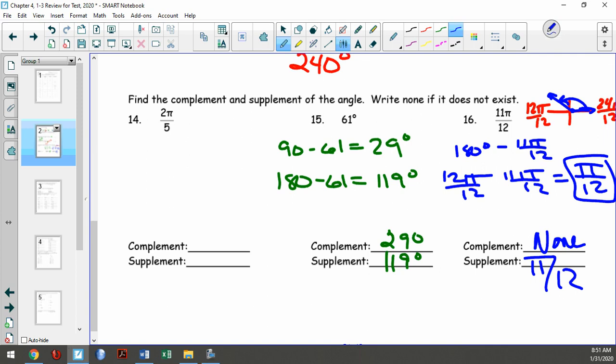Now, if my problem is given to you in radians, your answer must be in radians. If my problem is given to you in degrees, your answer must be in degrees. Yes? Do we all understand that? Are we good?